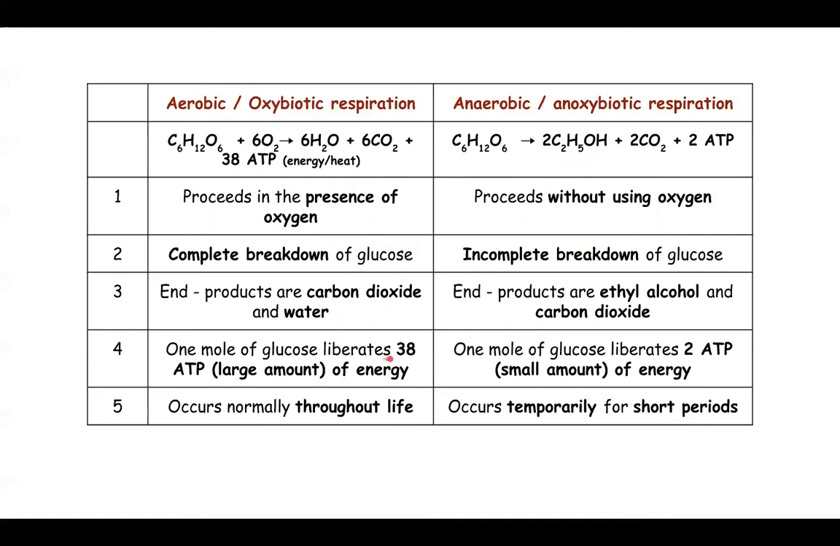1 mole of glucose liberates 38 ATP molecules. That's a large amount of energy, whereas here it only liberates 2 ATP. That's a very small amount of energy. It occurs throughout life, whereas anaerobic is only used temporarily for a very short period of time when the plant requires anaerobic mode of respiration because the other mode is not available.